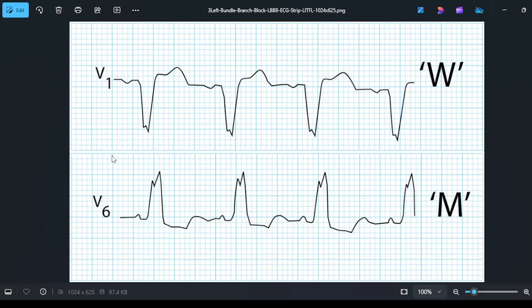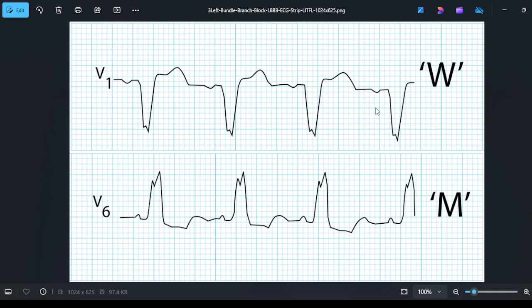From V1 to V3, there is no positive wave, and the QRS complex is usually 1 to 2 boxes. So this one is 1, 2, 3, and 3.5 boxes. So there is a wide QRS complex, and there is no positive deflection. Then the negative deflection has a small notch in between, so it looks like a W. This is a typical W which you will not often find. You will only find a V most of the time.